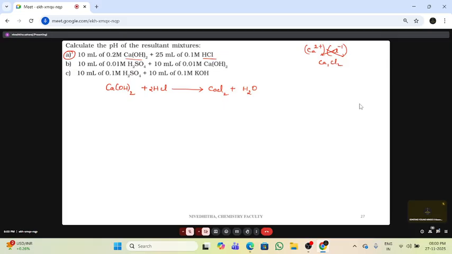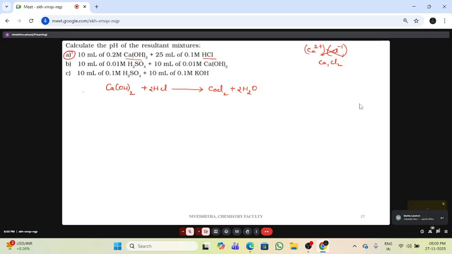Next, calcium is balanced, chloride is balanced. How about oxygen and hydrogen? On the left side we have 4 hydrogen atoms and 2 oxygen atoms. On the right side we have only 2 hydrogen and only 1 oxygen atom. So 2 times H2O. So this is the balanced equation, right?